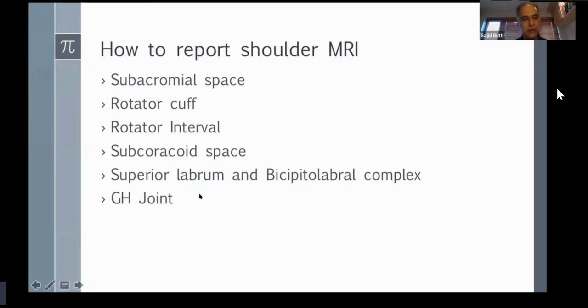It's a comprehensive coverage of the shoulder, and hopefully over the next about 90 to 120 minutes, we should be able to quickly revise whatever is important, not just for the exam, but also for you to know how the reporting of the shoulder examination is done.